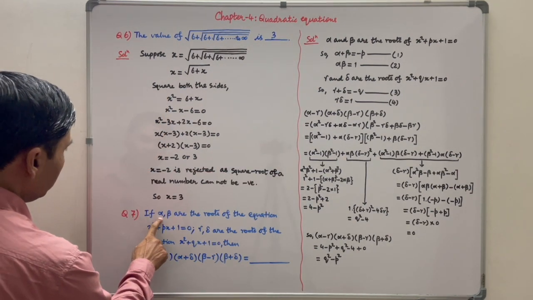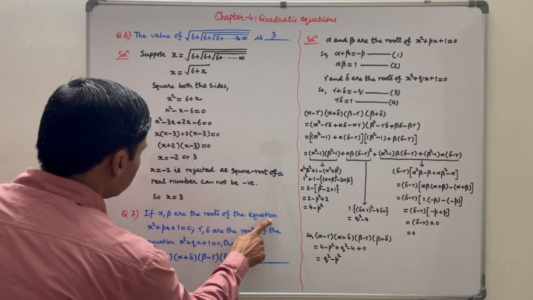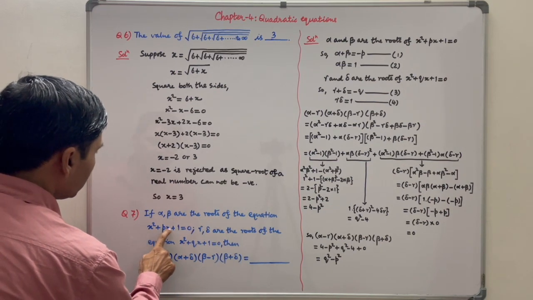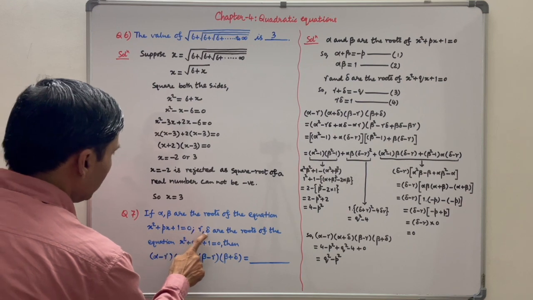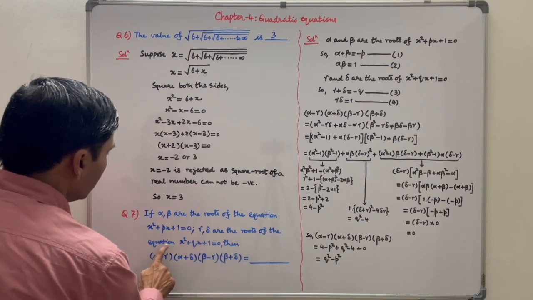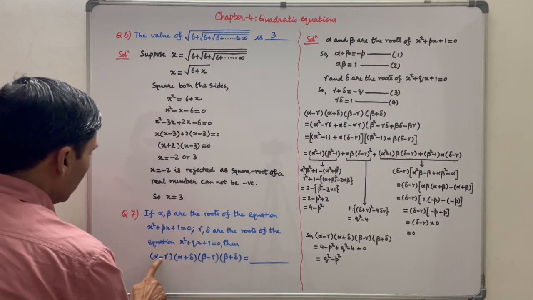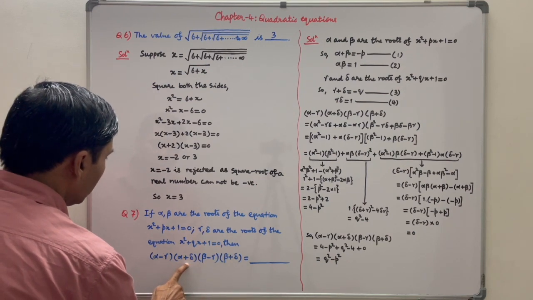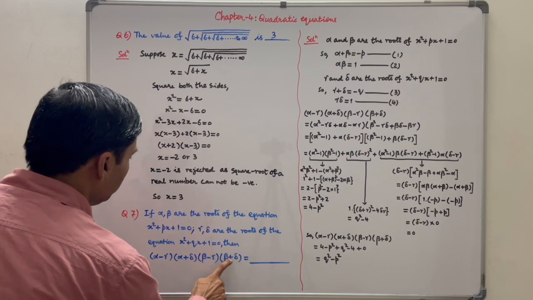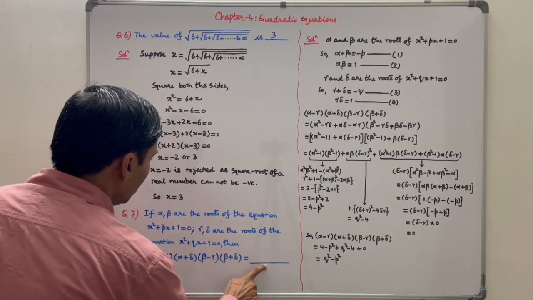Seventh question, if alpha, beta are the roots of the equation x square plus px plus 1 is equal to 0, gamma, delta are the roots of the equation x square plus qx plus 1 is equal to 0, then alpha minus gamma into alpha plus delta into beta minus gamma into beta plus delta is equal to.